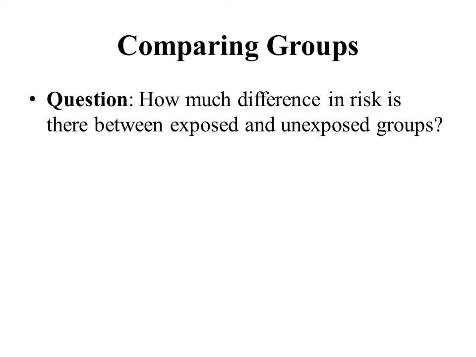Now, once we calculate a prevalence or an incidence, we might want to compare different groups. So a question we might ask is, how much difference in risk is there between an exposed and unexposed group? Now, these terms exposed and unexposed we're going to see come up frequently. Exposed we could think of just as a generic term, meaning that a group has some exposure to something that could potentially cause the disease, whereas an unexposed group is not exposed to that same thing.